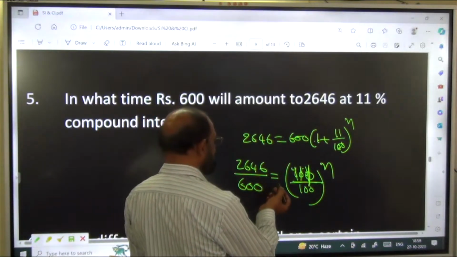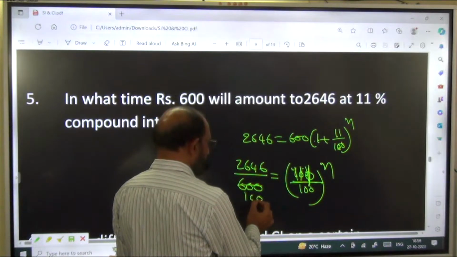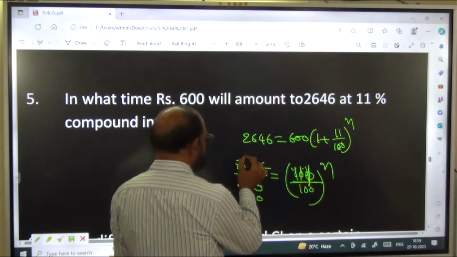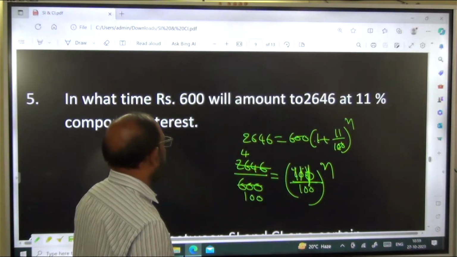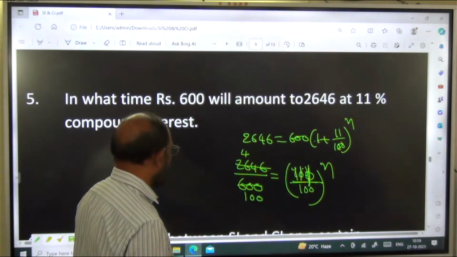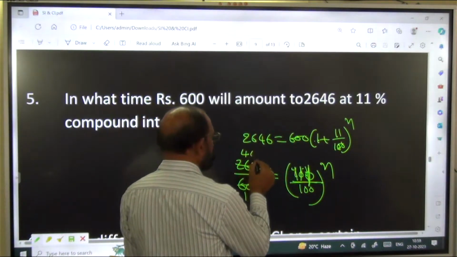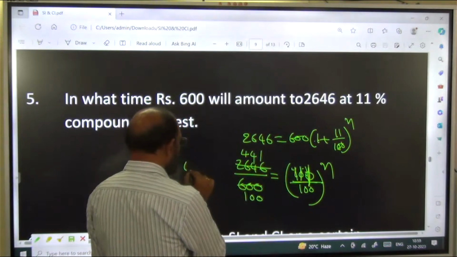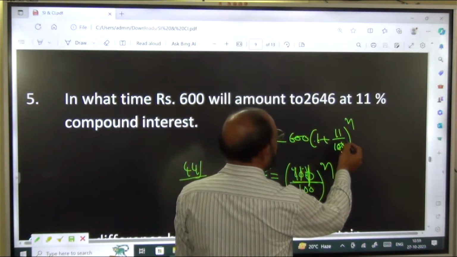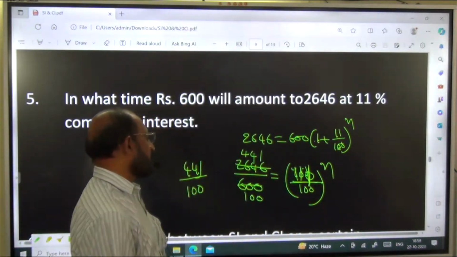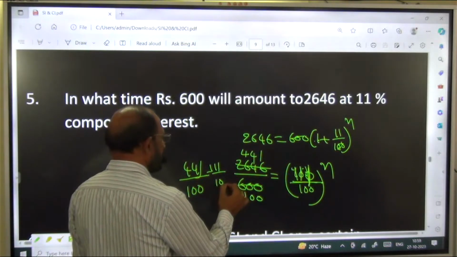6 table cancellation. 6 ones 0 0. 6 fours 24. 6 fours 24. 6 1, yes. 441 by 100 is there. But here there is no calculation. I think that is equal to 111 by 100 whole power of n.